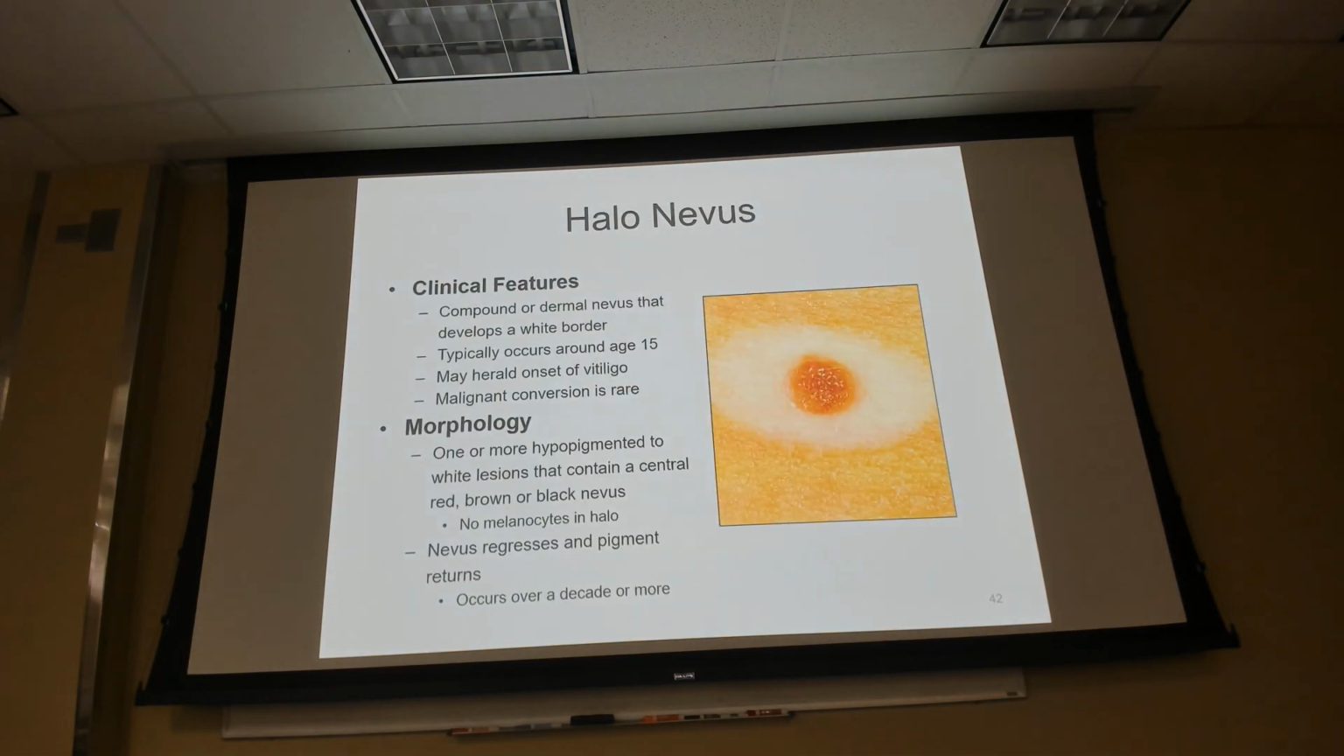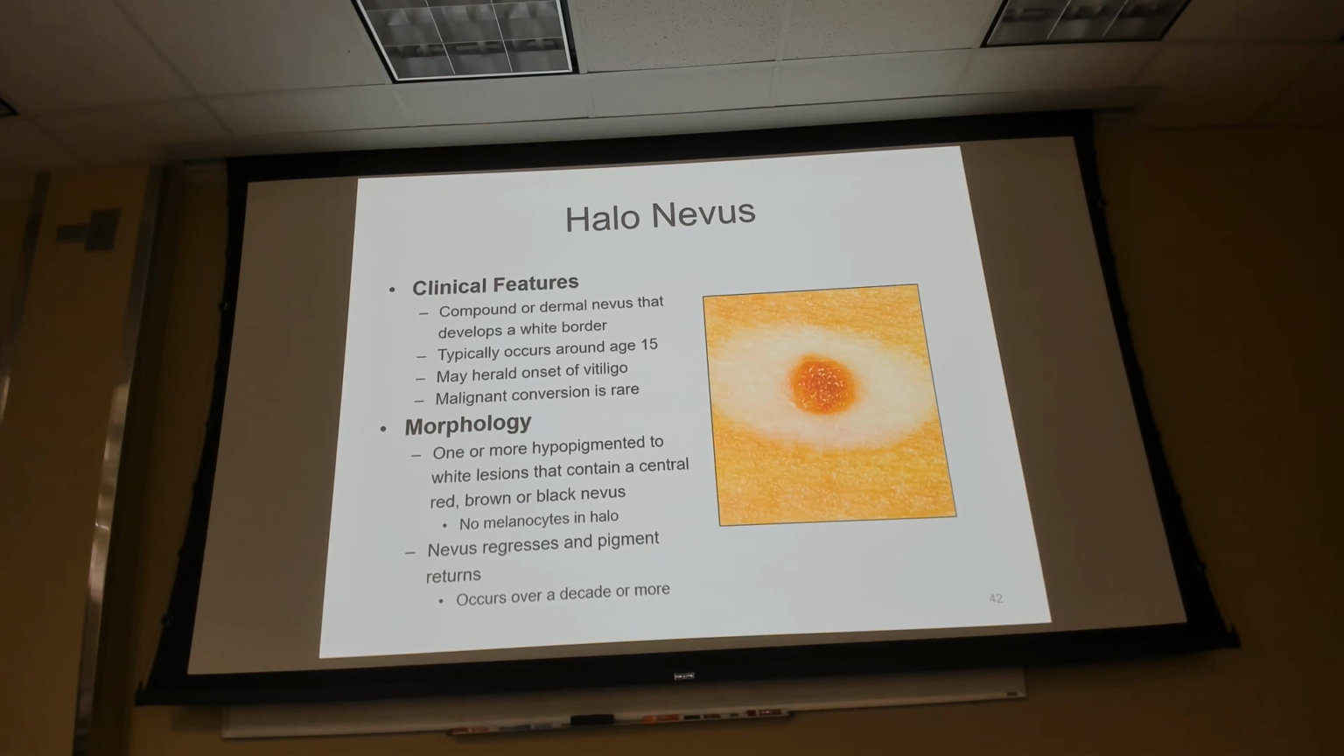So let's talk about the halo. Halo is easy to see because it's got hypopigmentation around the mole. Okay, it's different from vitiligo because vitiligo does not have a mole in it, but here it is a halo with the mole inside of it. It is a dermal nevus having some white border outside of that. Typically it occurs around the age of 15.